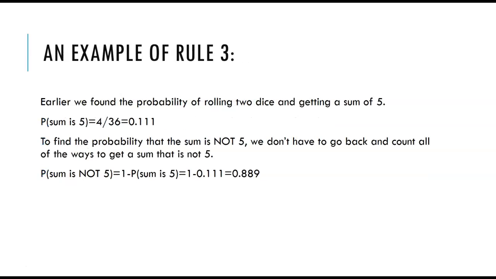Earlier, we found the probability of rolling 2 dice and getting a sum of 5. We found that to be 0.111. To find the probability that the sum is not 5, I do not have to go back and count all of the ways to get a sum that is not 5. These are what we think of as opposites. The probability that the sum is not 5 is the opposite of the probability of the sum being 5. So I can do 1 minus my earlier probability, which is 0.111, and I get 0.889 here.